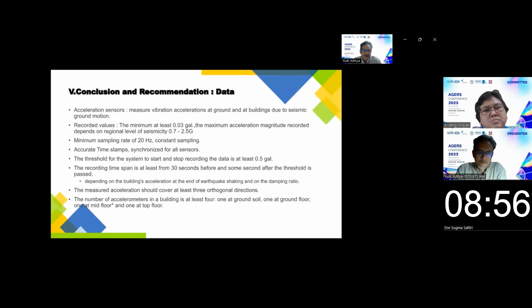The recording time span is at least from 50 seconds before to some seconds after the threshold is passed, depending on the building acceleration at the end of earthquake shaking and on the damping ratio. The measured acceleration should cover at least 3 orthogonal directions.